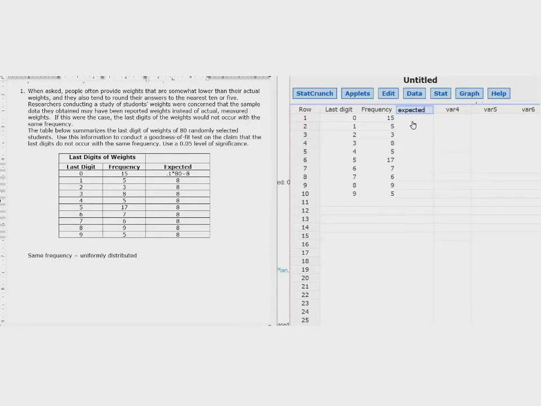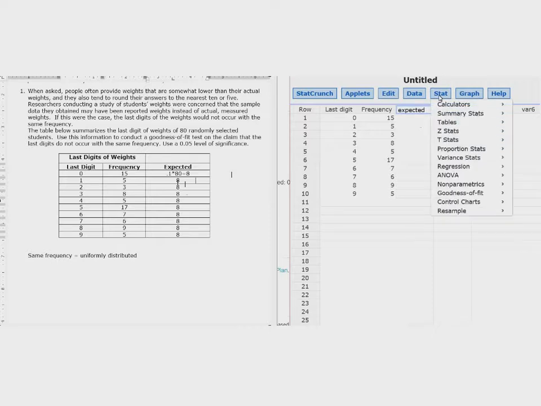Now, the other thing with StatCrunch is that if you are looking for an equal distribution like this, you don't actually have to put those numbers in another column because it will ask you if you're expecting an equal distribution. So we could go ahead and do our goodness-of-fit test in this case without putting those numbers in.